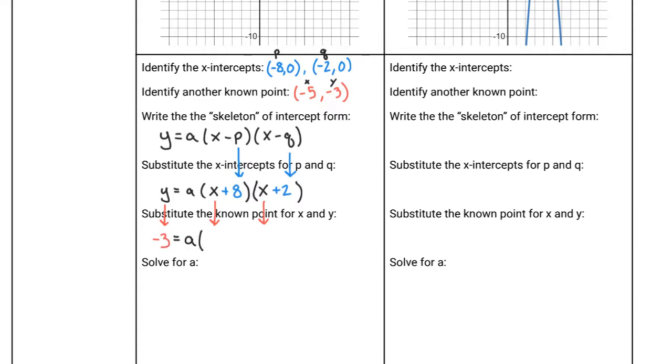We still don't have A, but we do know our X value is -5. We still have the +8. X is -5. We had +2 in this one. And then we'll close it up. Now all we have to do is solve for A.